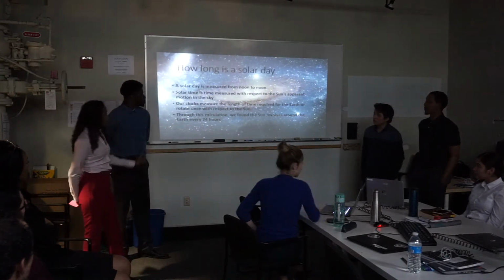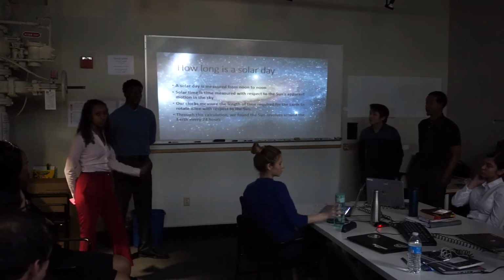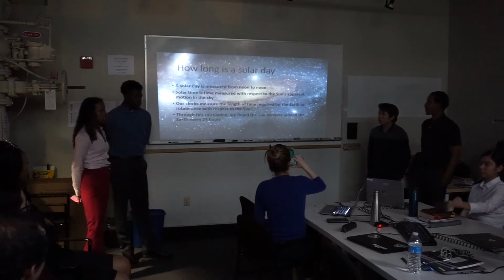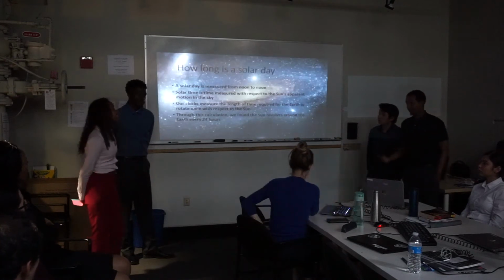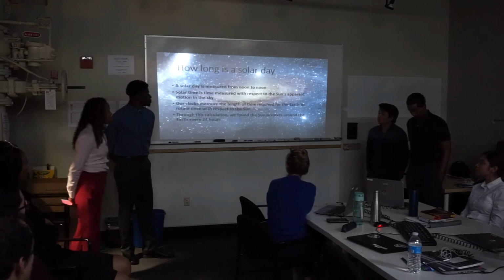We are also going to talk about how long a solar day is. So a solar day can be measured from noon to noon as well. Solar time is measured with respect to the sun's apparent position. Solar time is measured in respect to the sun's position.